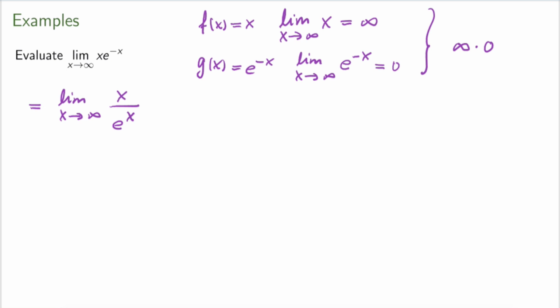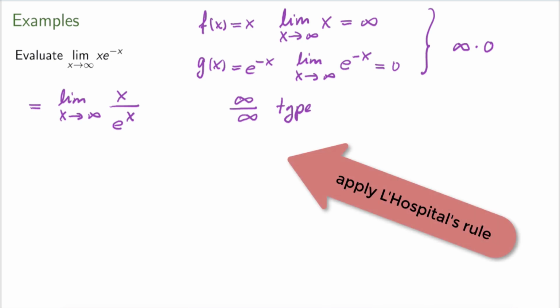Now let's look at the limits as x goes to infinity. In the numerator we go to infinity, and in the denominator, if x goes to infinity, we also go to infinity. This is an infinity over infinity type. This means, ta-da, we can apply L'Hopital's rule.